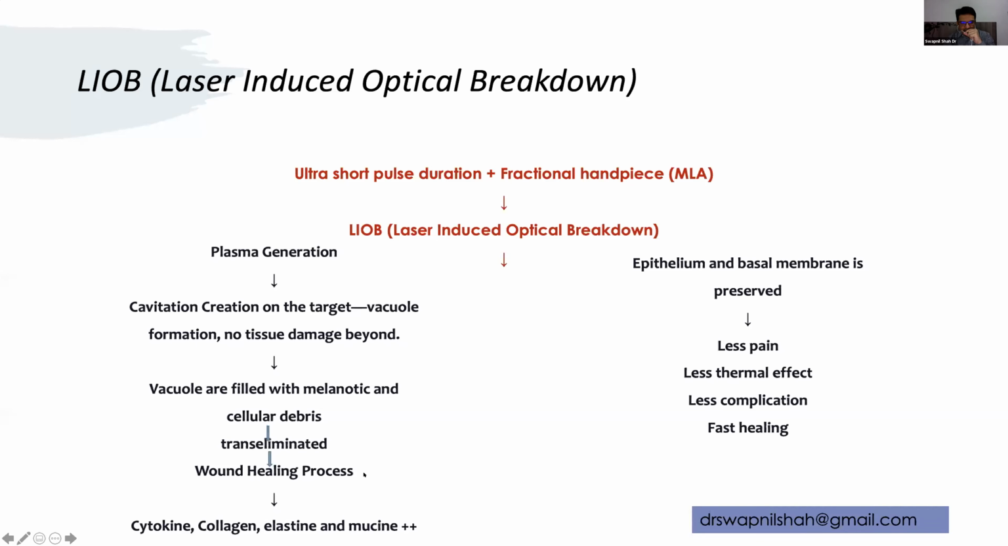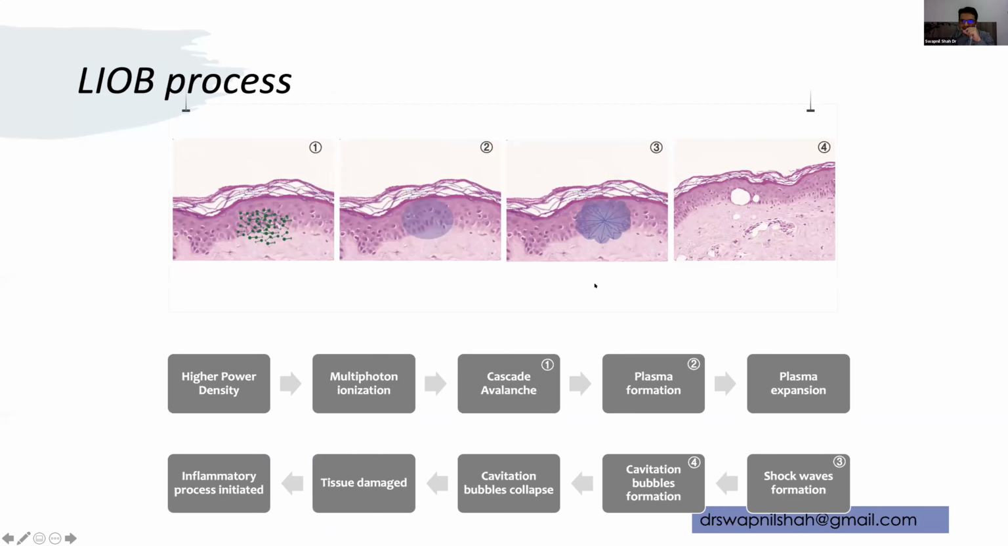Wound healing is started with the release of cytokines, collagen, and mucin, and you get new collagen and new elastic fibrin. But the epithelial outer stratum corneum and basal layers, the basal membrane, are preserved. So less pain, less thermal effect, less complication, and faster healing. So less downtime. That's an advantage of LIOBs.